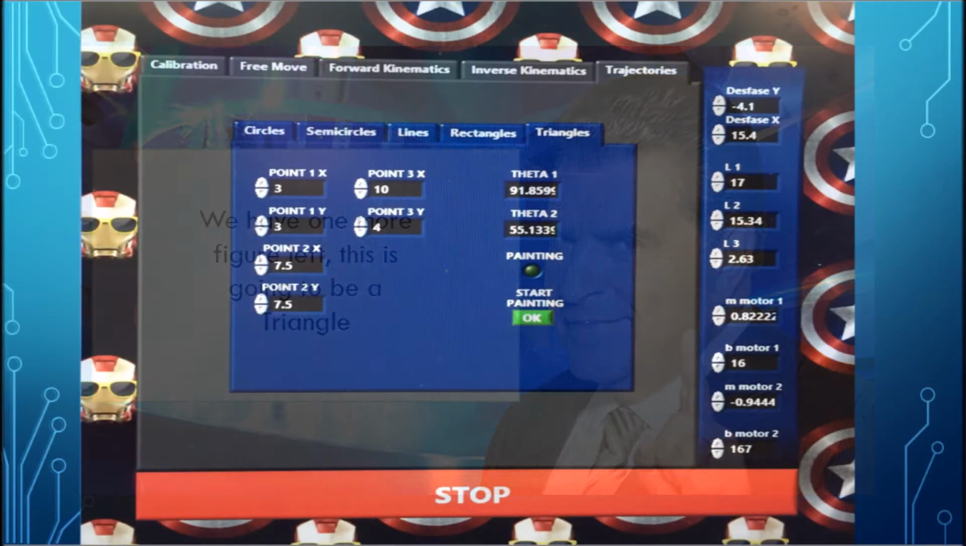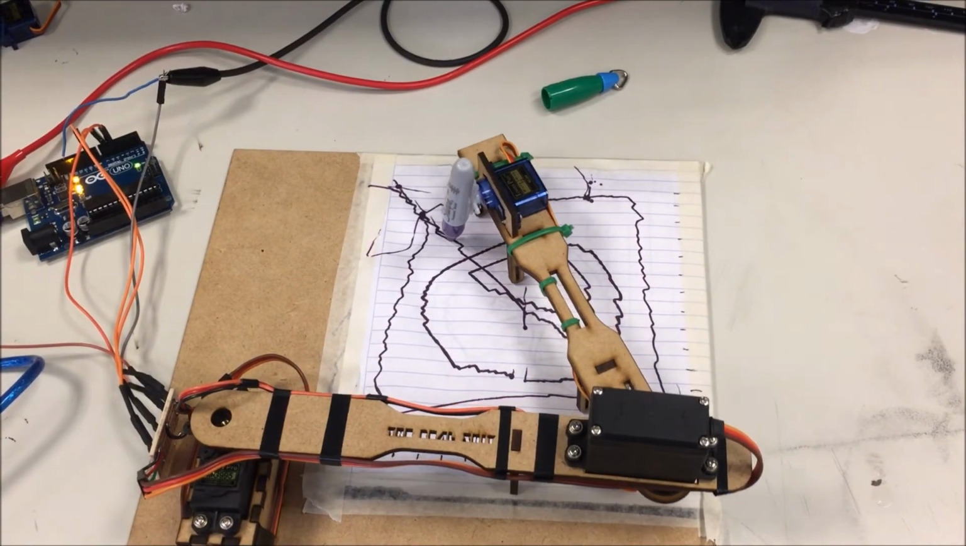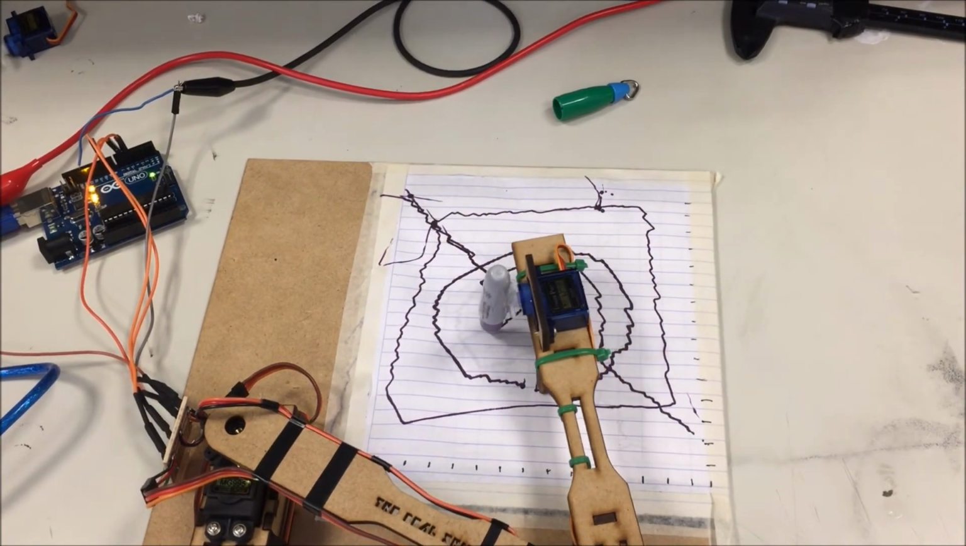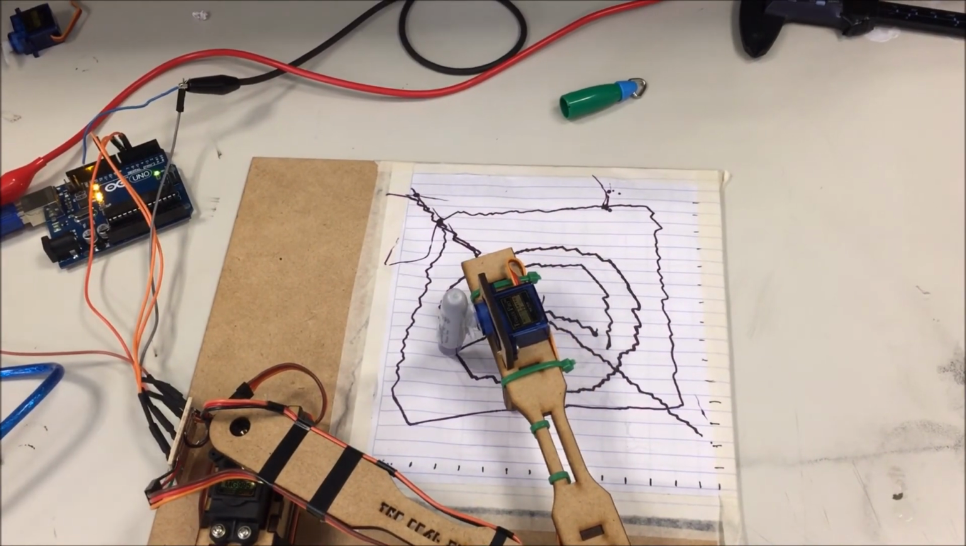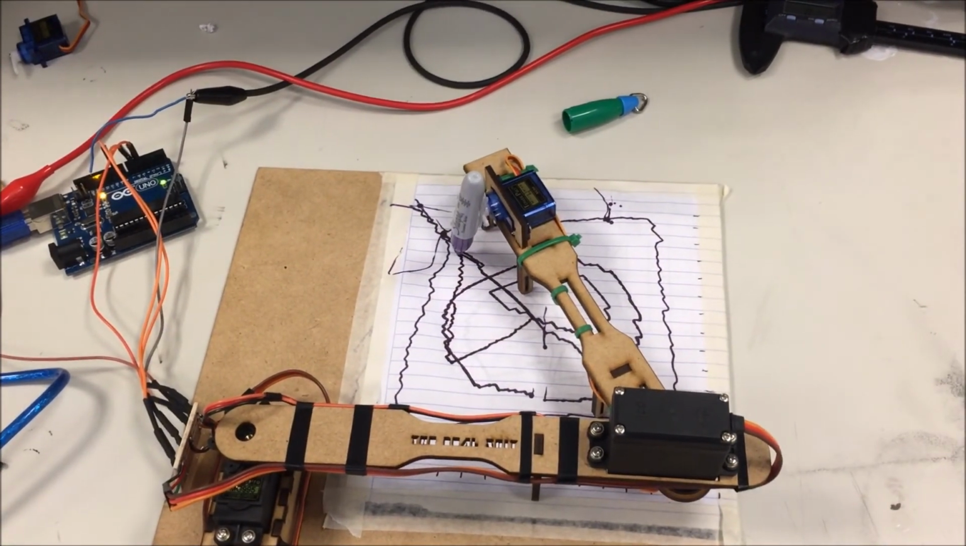At last, with the triangle, the user defines the points of each axis, which are the ones called point 1 y and x, up to point 3 y and x. The program works in the same way as the rectangle and the straight line.